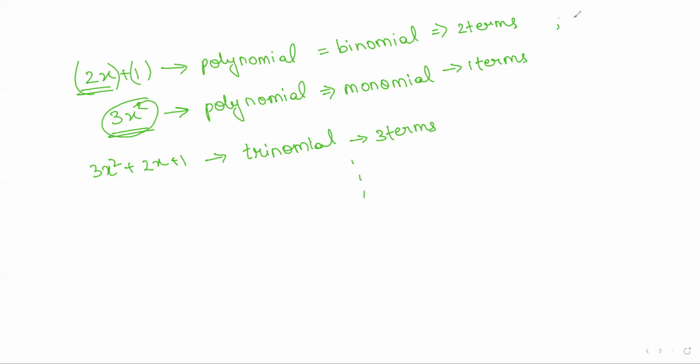So in the first scenario, bi means 2. In the second scenario, mono means 1. In the third scenario, tri means 3.